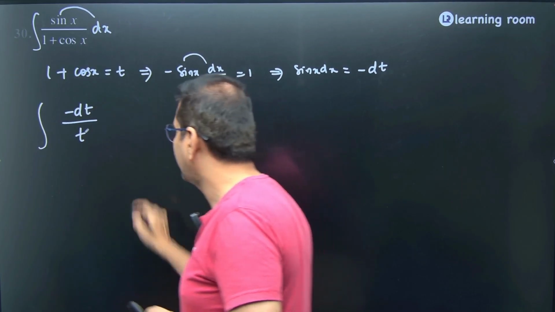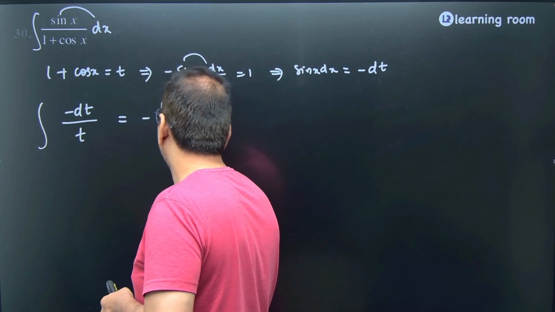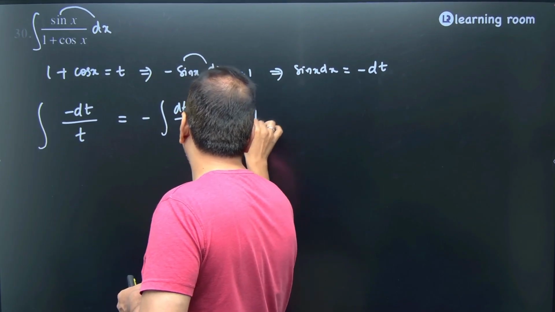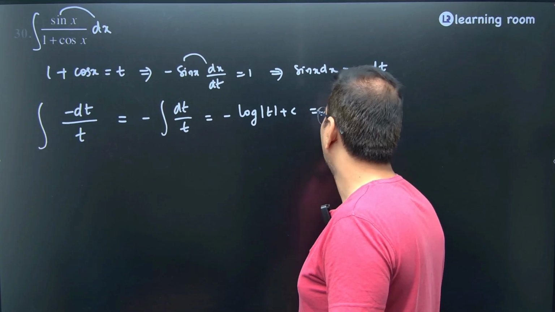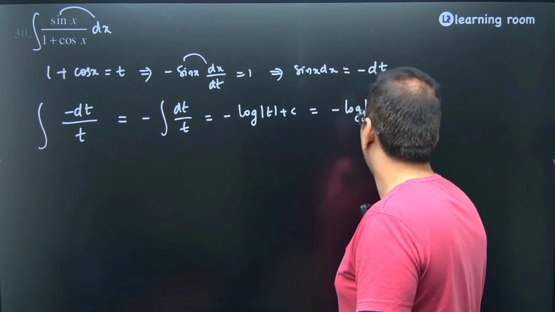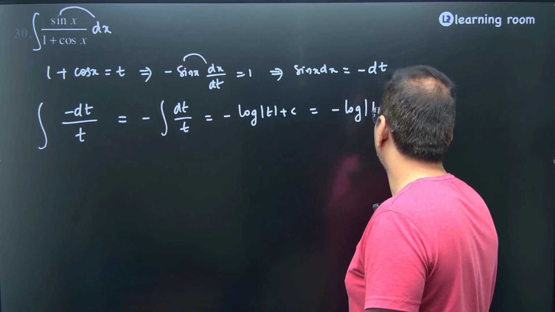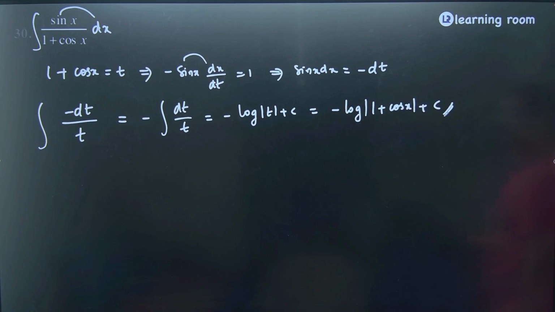So, you will have the final answer as minus of the integral of dt by t. It is minus log of mod t plus c. So, this will be equal to negative of log of, what is the value of mod t? It is 1 plus cos x, plus c. So, this will be the final answer: minus log of mod of 1 plus cos x, plus c.